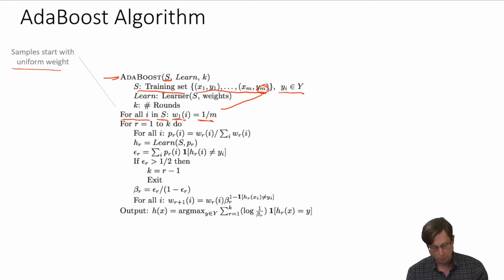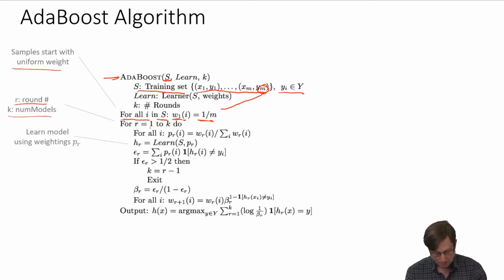Starting with uniform weight. Next step, R is the round number. So R equals 1 when you start, round number 1, and K is the number of models you want to build, or the number of rounds you want to do. We just discussed that. Now I skipped over a line here. We're going to talk about that at the end. It's essentially on the first round, it does nothing because you've already done this, so it'll be a no-op.